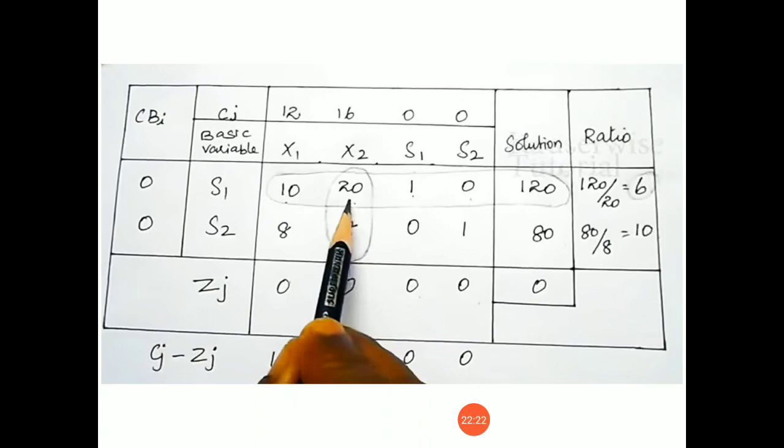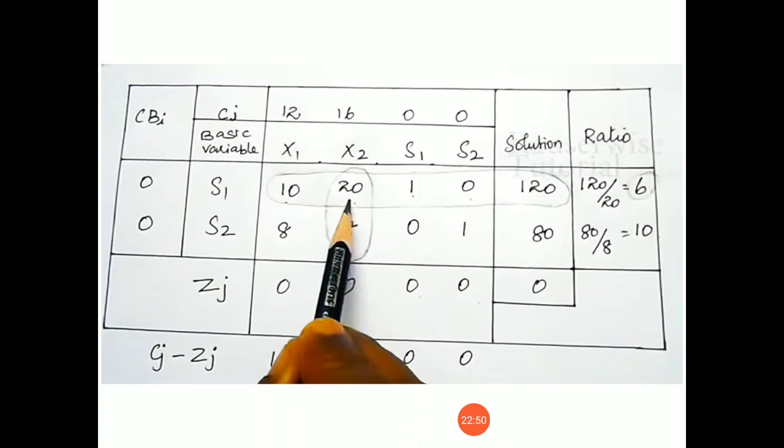So the row is 10, 20, 1, 0, 120. Again, I am repeating, the column that I have encircled is the key column and the row that I have encircled is the key row, and the intersection of the key row and key column occurs at the element 20. 20 is the overlapping or intersection element, so 20 is called the key element here.